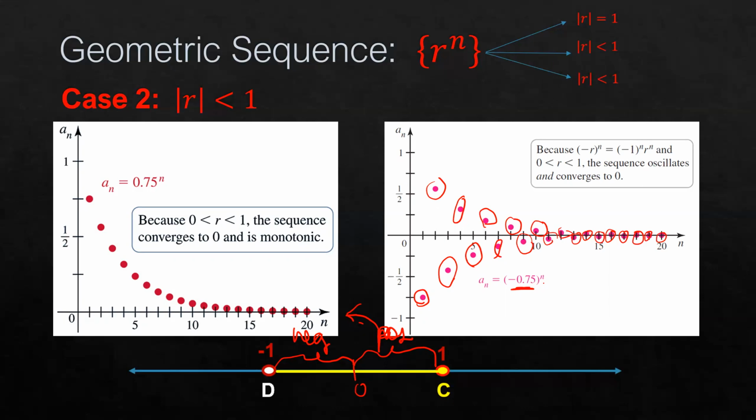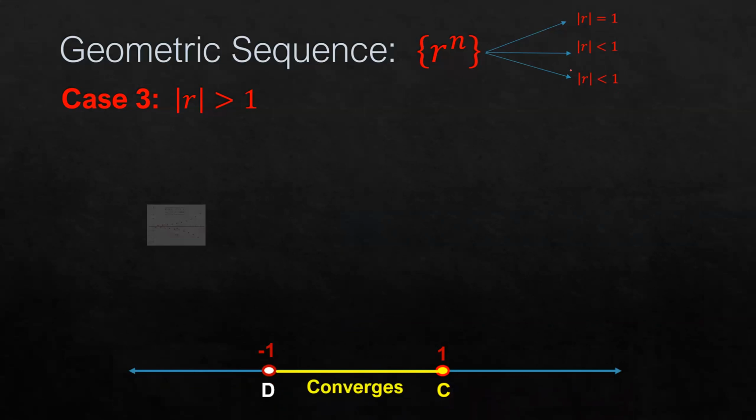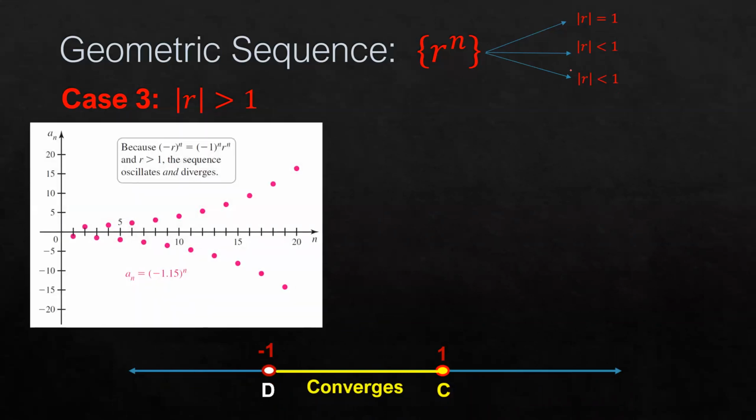Okay, now let's go then to look at the third case, meaning when the absolute value of r is greater than 1. Okay, so we're looking at, say, 1.15. Okay, so I get my left and my right correct this time. So here, a negative number with value greater than 1.